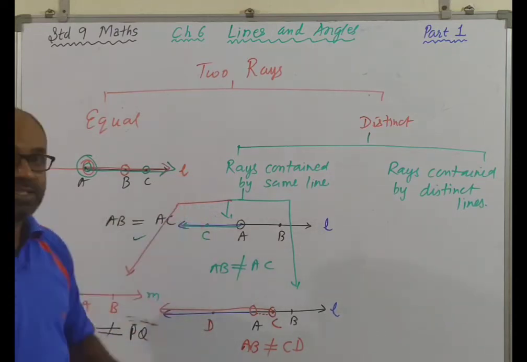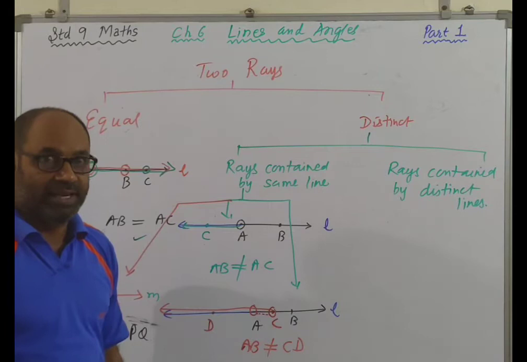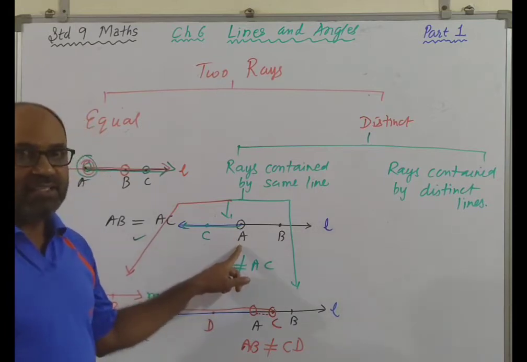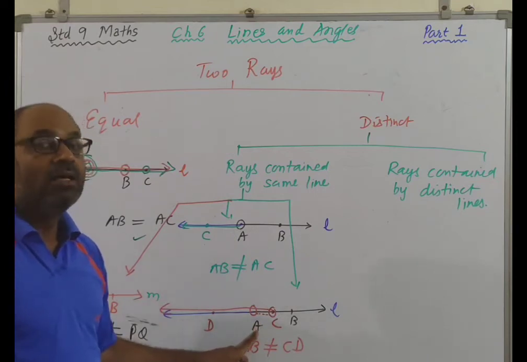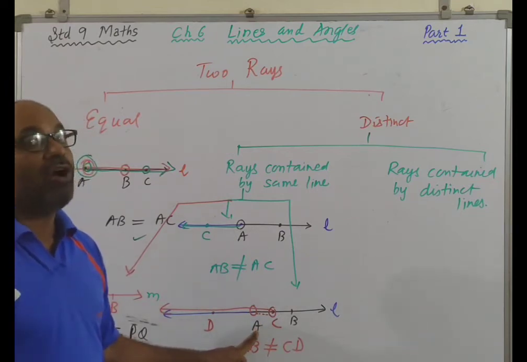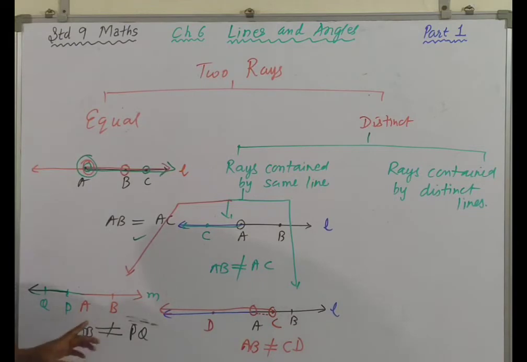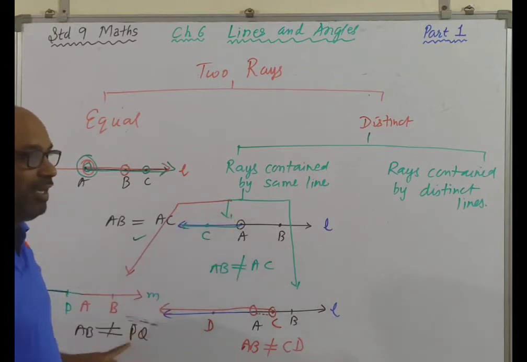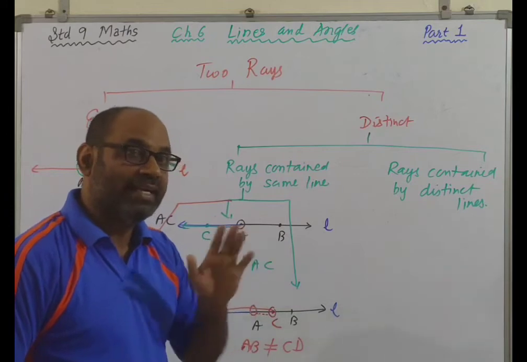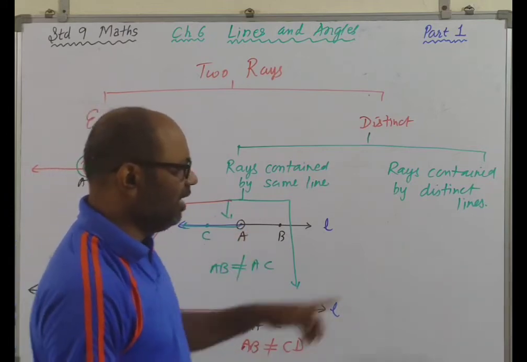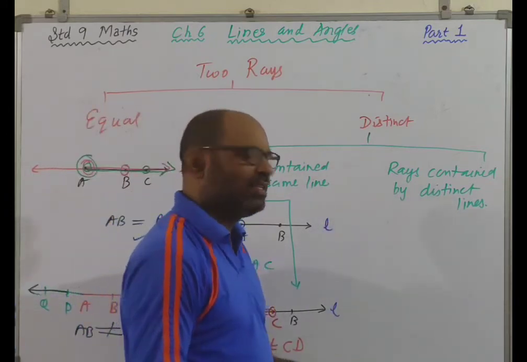In all three cases, the two rays are distinct rays. Why? In the first case, only one point is common. In the second case, some points are common but not all points. And in the third case, there is not even a single point common. Are you getting me, children? So in all these three cases, we have distinct rays, though they are contained by the same line. Now, rays contained by distinct lines.